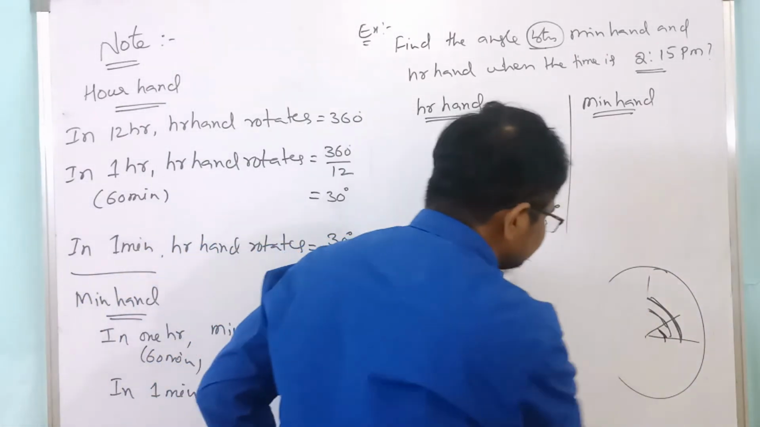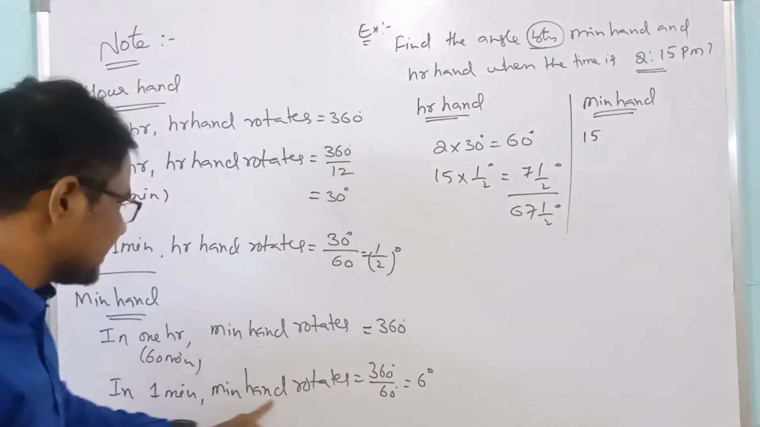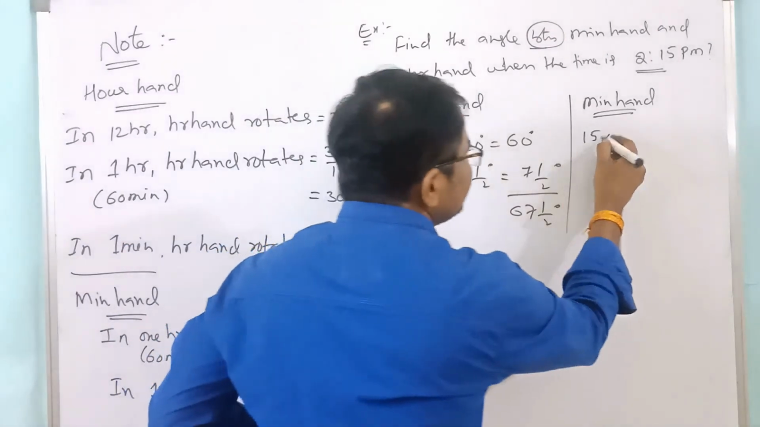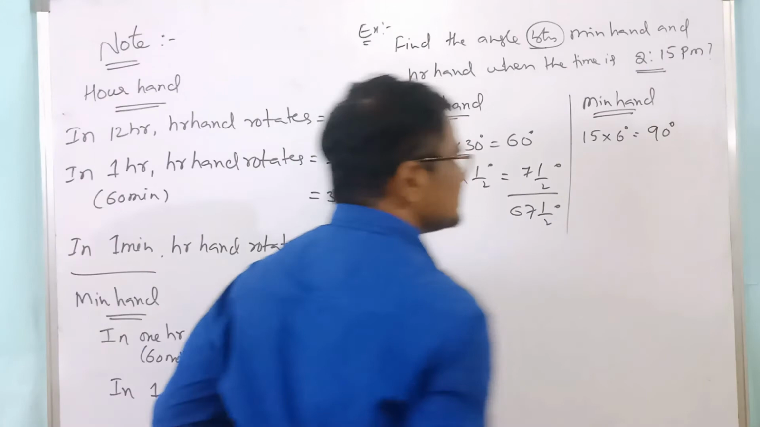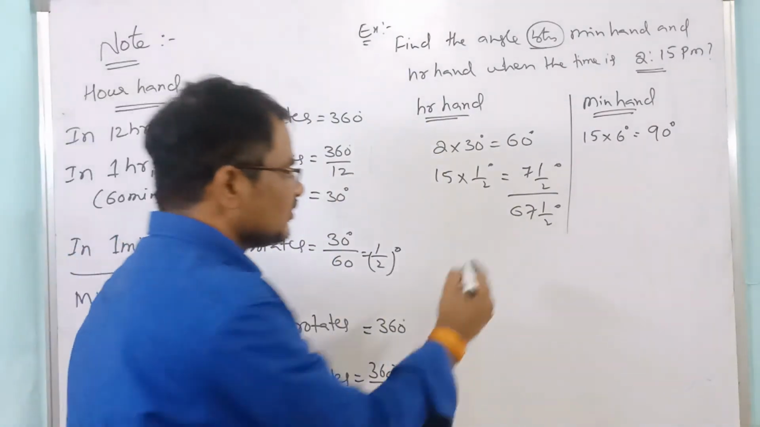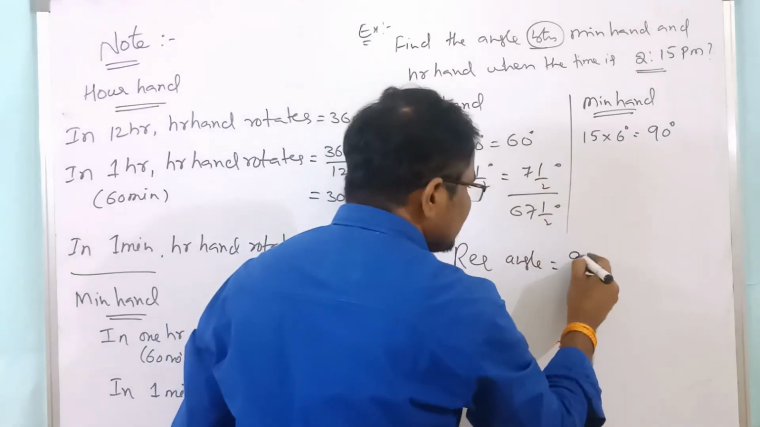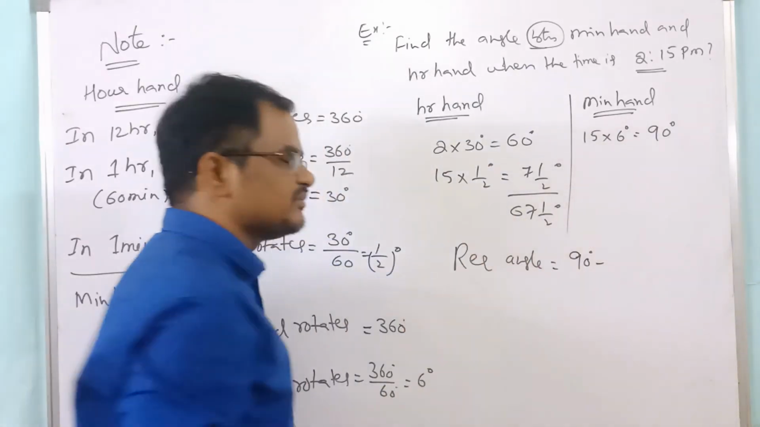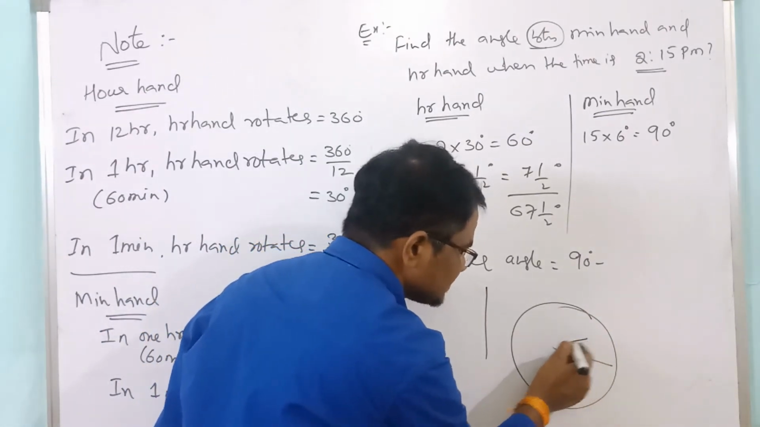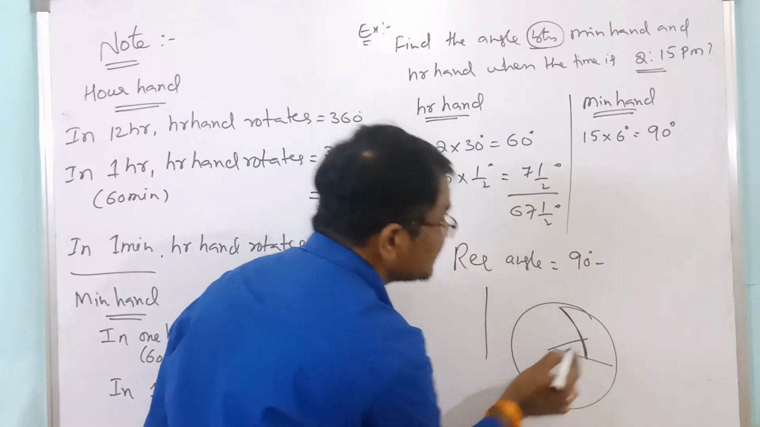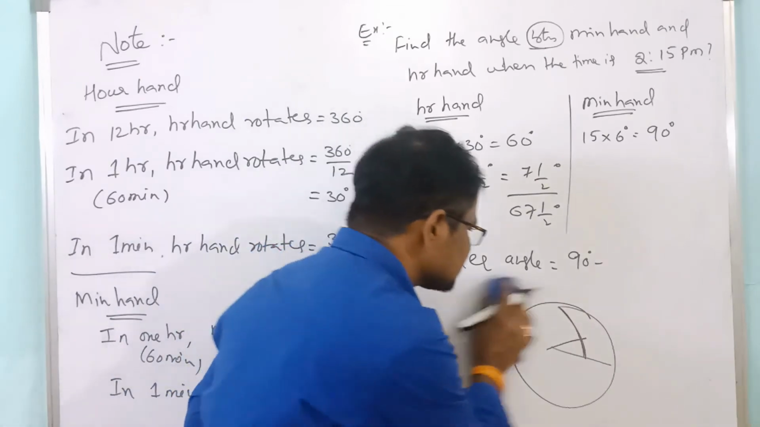So for that, what we have to do: in 1 minute the minute hand rotates 6 degrees, but in 15 minutes, 15 into 6, means 90 degrees, right? Now the required angle is maximum minus minimum you have to take. Here is the minute hand, here is the hour hand. This angle is 90 degrees only, no? Exactly on 15 minutes the minute hand rotates like this only.